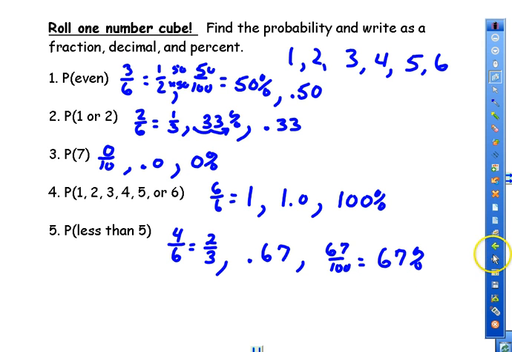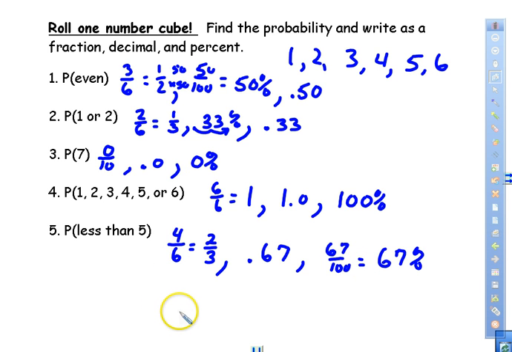Okay. So again, if you have any questions on these particular problems, certainly write those down. Some of your questions might be fractions to the decimal, or decimal to the percent, or percent to the decimal, and so forth. But all of those are important to know and understand and be able to work with them and convert from one to the other.